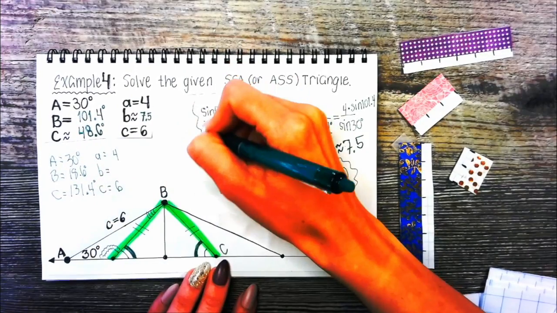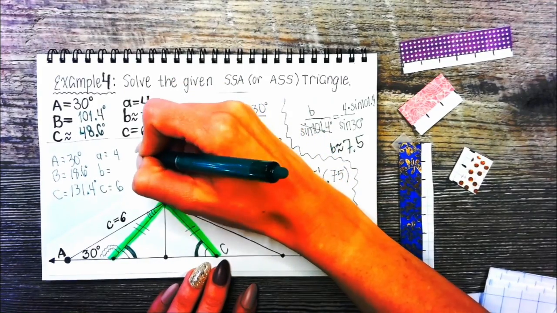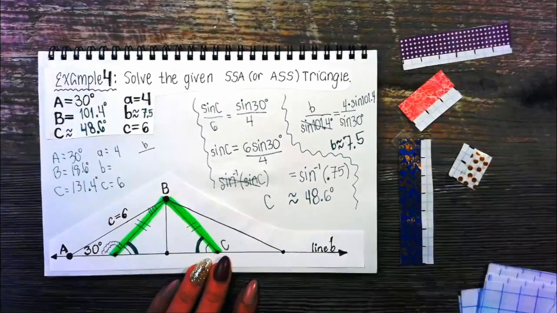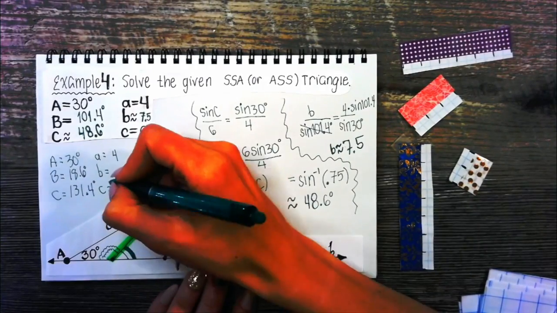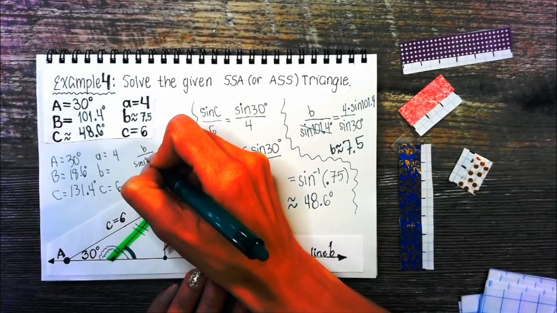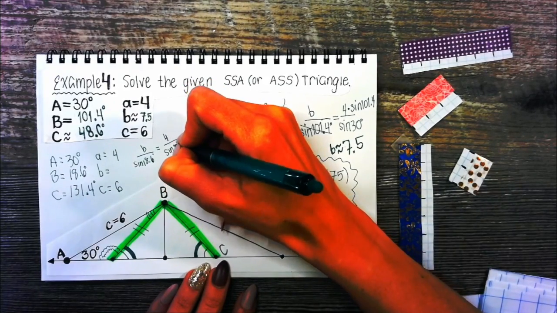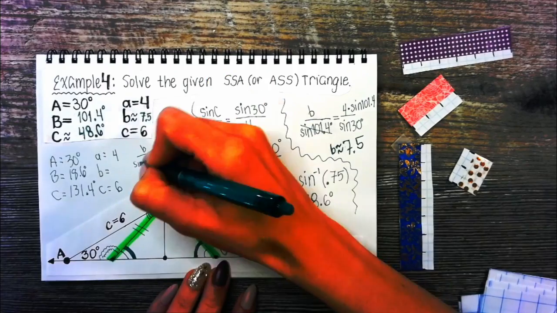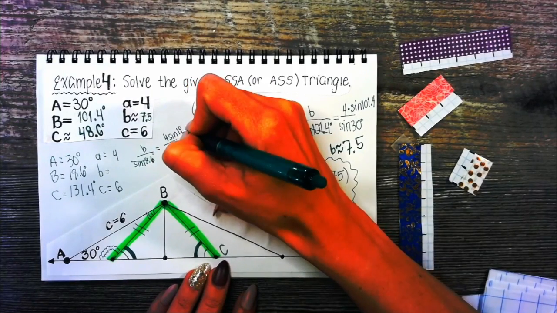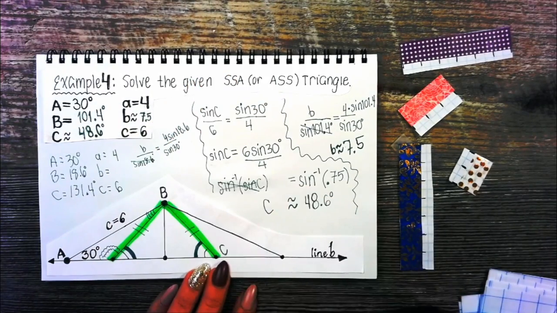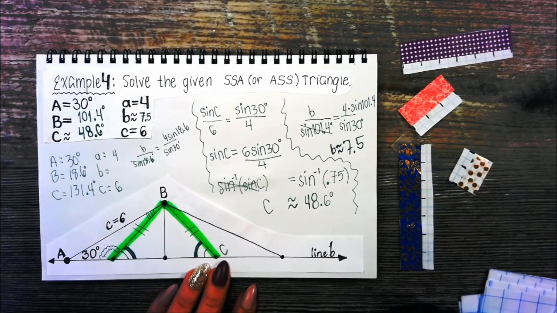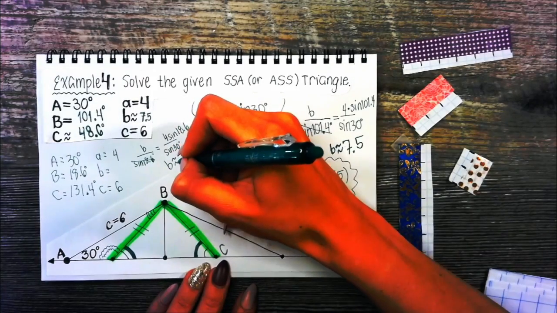To find that last side, that's what we've been doing since the beginning of Objective 1, and finding missing sides using law of sines should be your expertise at this point. b over sine 101.4 equals 4 over sine 30. Under these conditions, isolating the b value, we find that b is approximately equal to 2.6 units.